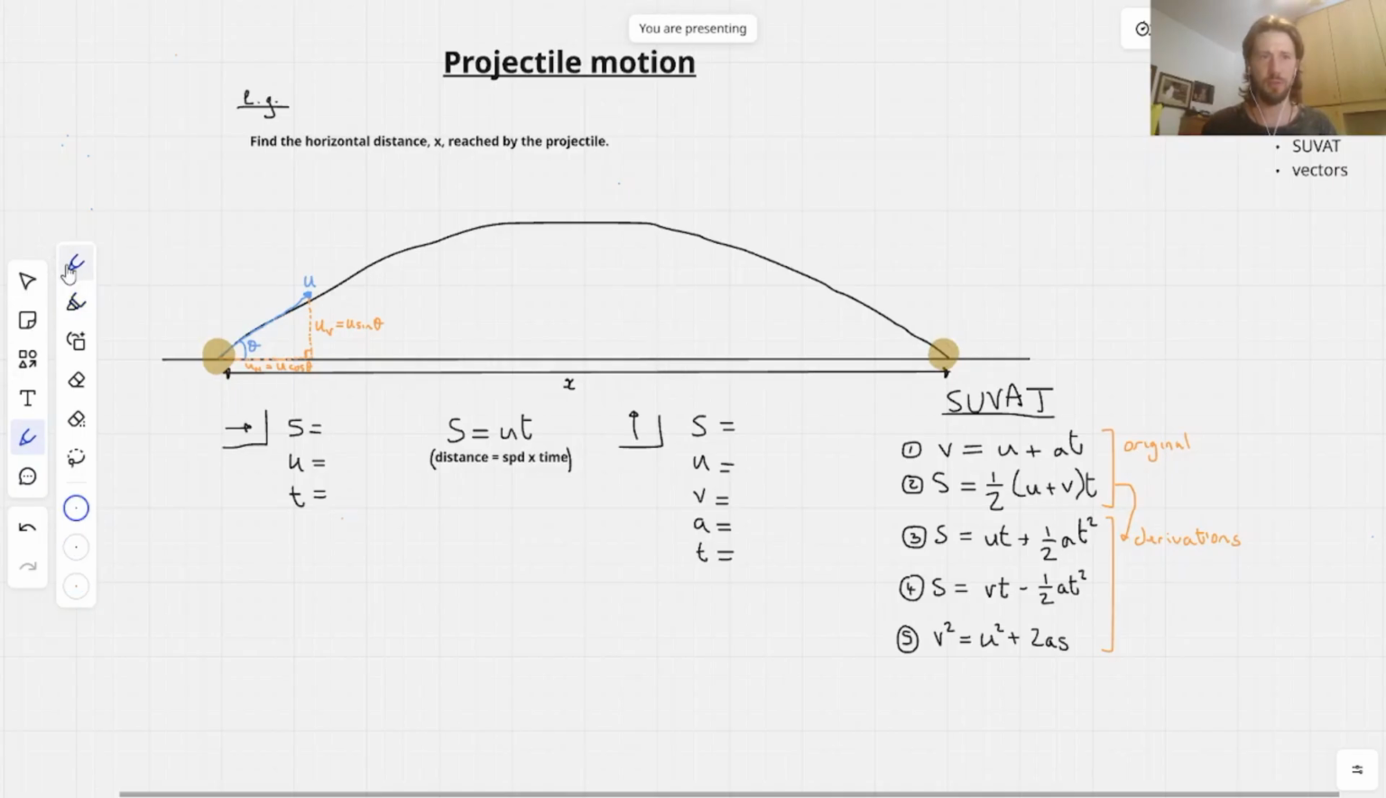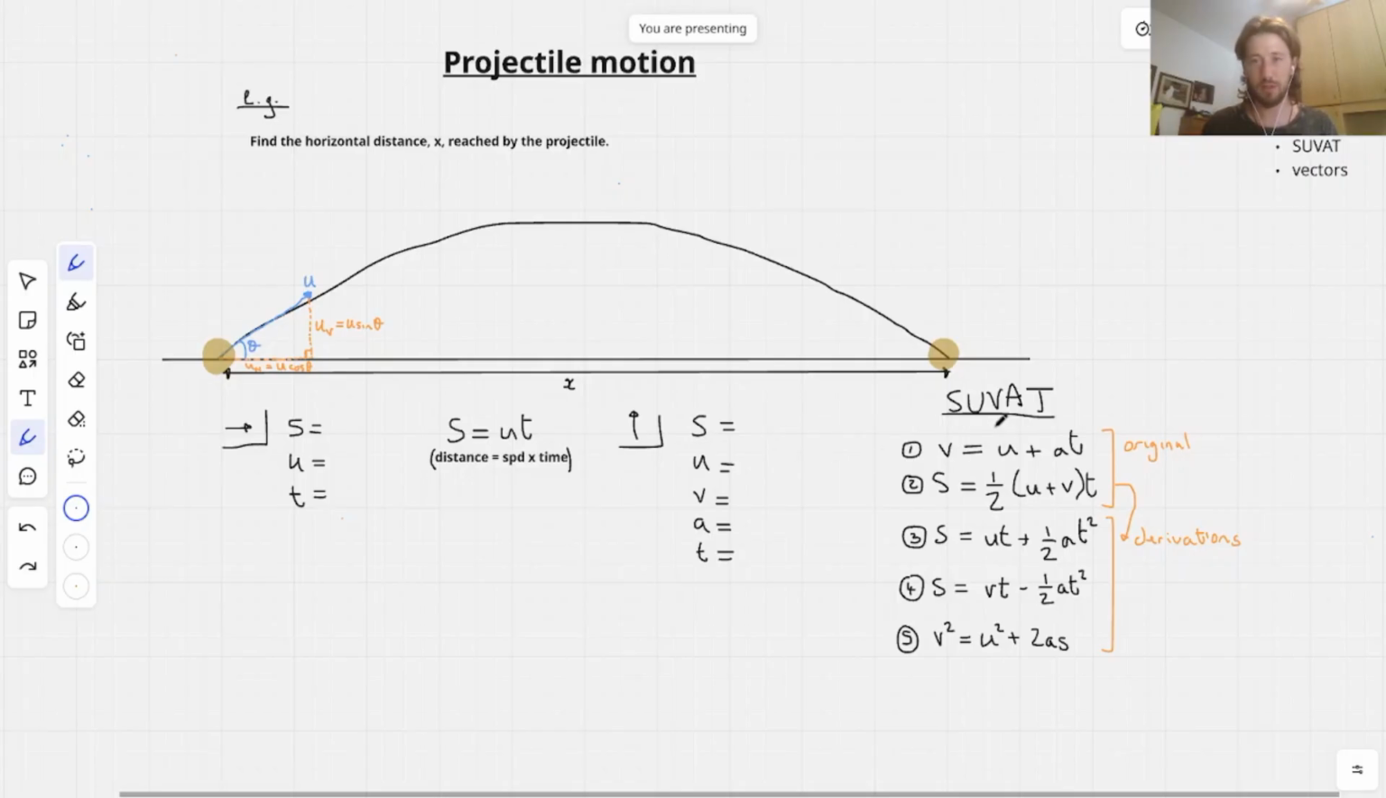Now the first thing you need to do with any projectile motion question is to split it into horizontal and vertical components. Horizontally, there is no acceleration, so it's just distance equals speed times time. s equals ut, and it's very simple. We just have three quantities that we need to worry about. And vertically, we have acceleration, right? g is pointing down always at 9.8 meters per second squared, so we need to use SUVAT.